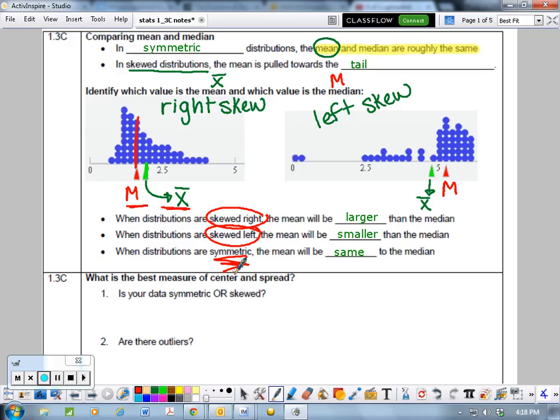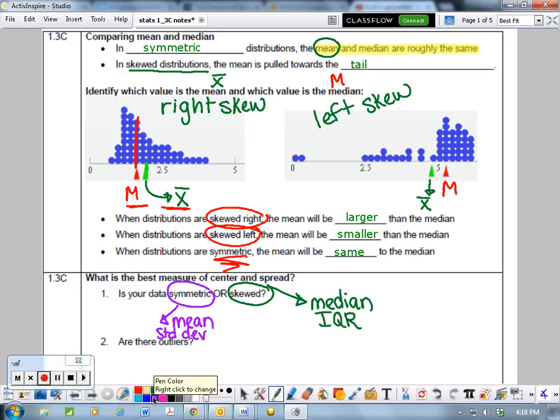So how do you know which one to use? If your data is symmetric, you're going to use the mean. If your data is skewed, you're going to use the median. Now, if you're using the mean, you're going to use your standard deviation as your spread. And if you are using the median, you're going to use the IQR as your spread. Now, if there are outliers, even if it's symmetric with outliers, you're only going to want to use the median.